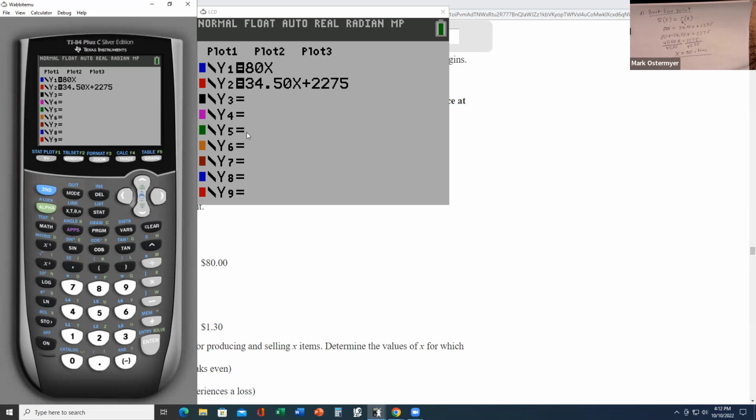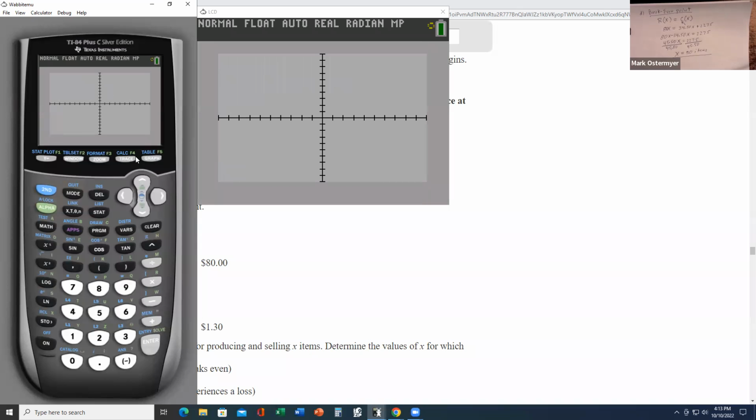And I'll tell you what, I'm actually going to also type in my profit function for Y3. My profit function was 45.50x minus 2275. That's my profit function. Let's graph all these functions and see if we can see any of these. Well, we've got to work on our scale a little bit here. I'm going to go to Window, and notice my x-axis just ranges.